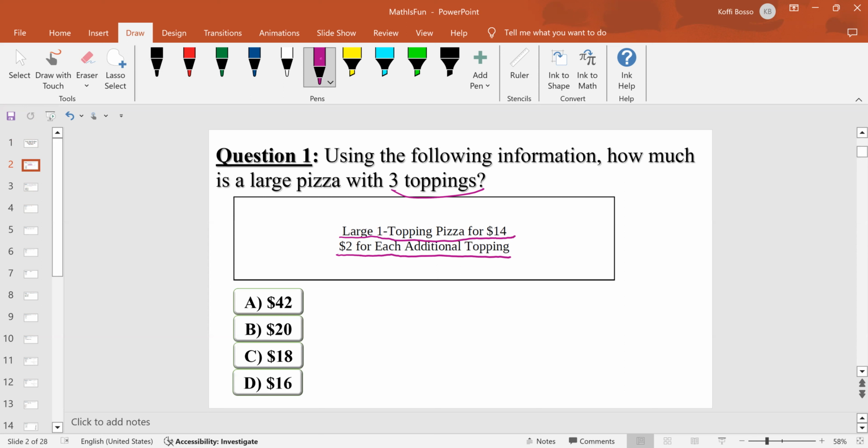Okay. For 1 topping, I already paid this $14. Now I need 2 more. So because I need 2 more, each one is $2. $2 added to the $14 in total. This gives me $18. The correct choice is C.